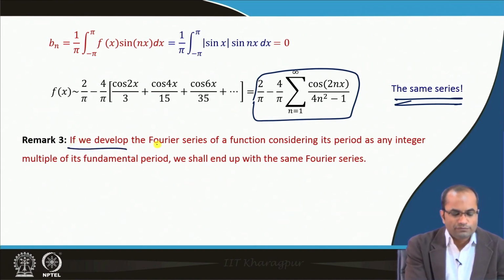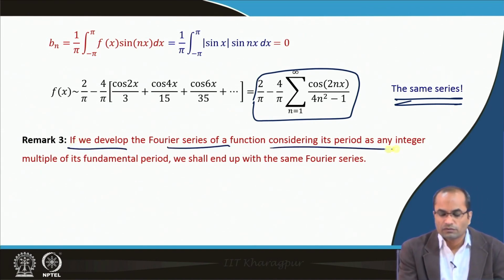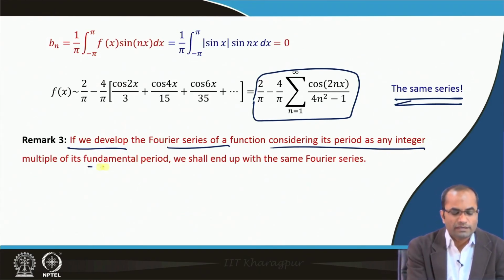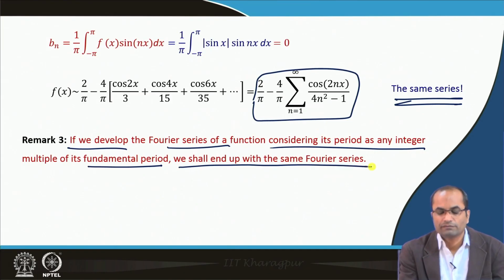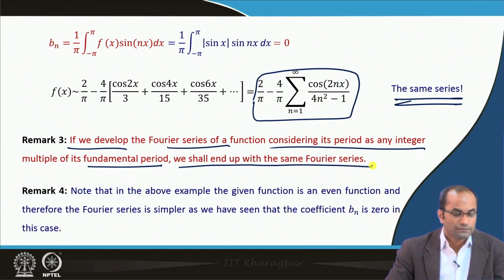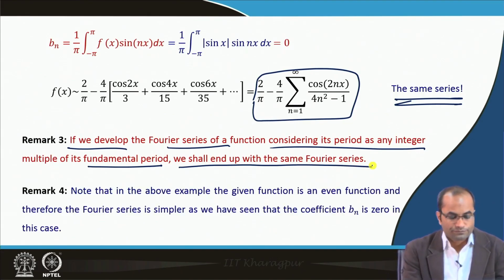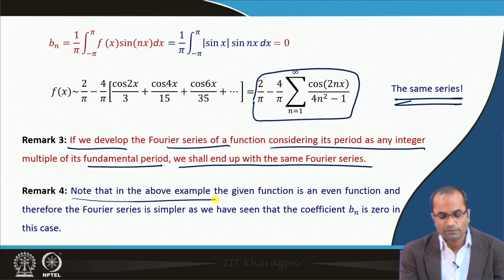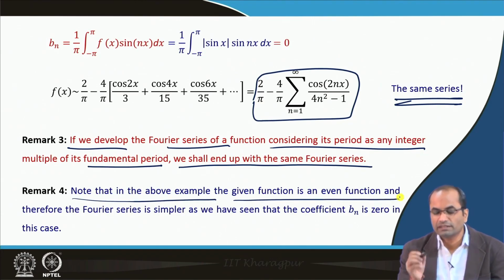So, if we develop the Fourier series of a function considering its period as any integer multiple of its fundamental period, we shall end up with the same Fourier series. That is the conclusion, and we have demonstrated it from this example. Also note that in the above example, the given function is an even function.